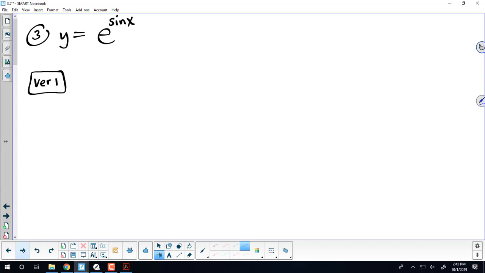Take the derivative of e to the sine x, using whichever version you want to use. And then we'll work it out using both versions. And I think that'll be the last one we use both versions on. So give that a shot.